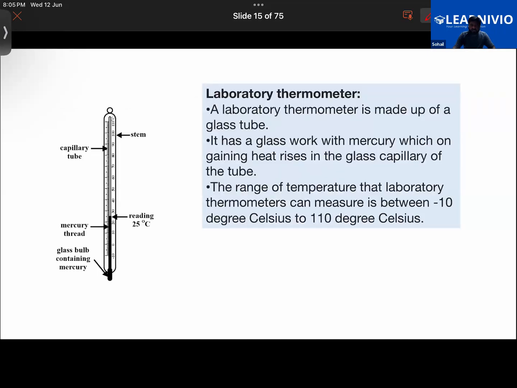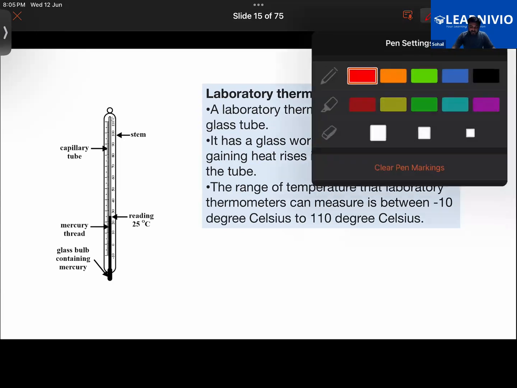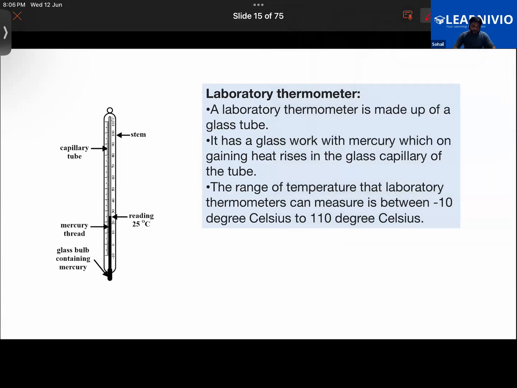Today we'll be learning about this laboratory thermometer. What is a laboratory thermometer? How does it work? All those things we are going to discuss. By the name itself, one thing is very clear, that this laboratory thermometer is used for measuring temperatures in a science laboratory. It is made up of a long glass tube, and it has a very thin capillary. The capillary is very thin.